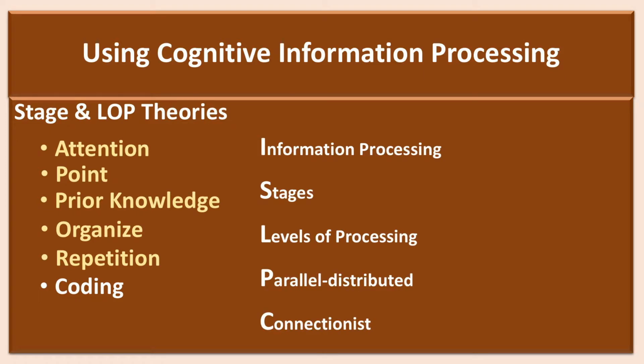For example, we've been working with the information processing theories of stages, levels of processing, parallel distributed processing, and connectionist. Taking the first letter of each of these terms, we have I, S, L, P, and C. We might imagine ourselves standing in a field and saying, I smell lambs, poop, and clover. That is one sentence that can be learned and then decoded into the 5 terms that we want to remember. The sillier the sentence, the easier it is to remember.